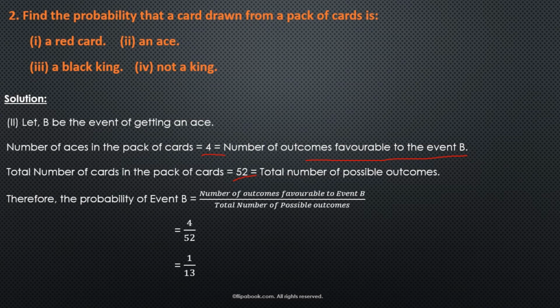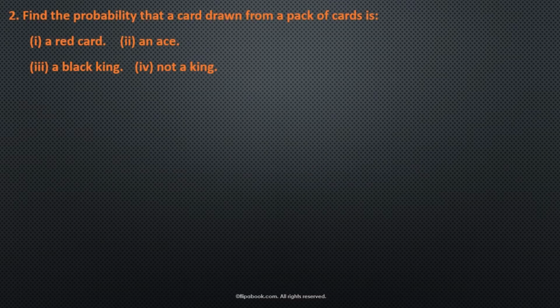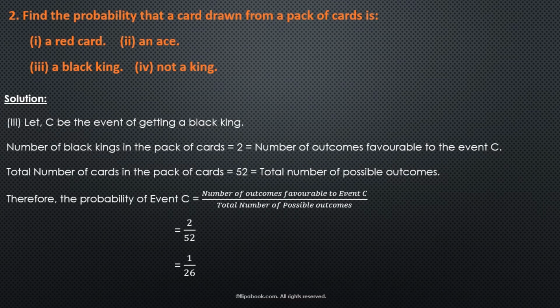Now the third question is a black king. A black king, as I have already told you, there will be 1 black king for spade and 1 black king for clubs. So a total of 2 black kings are there in the pack of 52 cards. So this is the number of outcomes favorable to this particular event. 52 is the total number of cards. Replace the values here. That is 2 divided by 52. Cancel out the common factor, and here you go. It is your answer, 1/26.